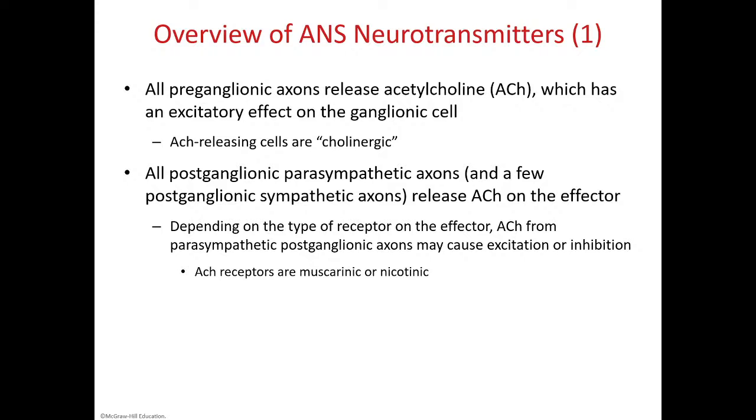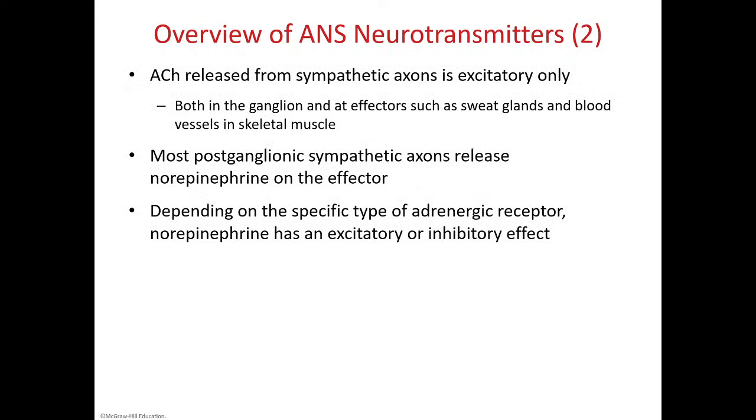to the effector. All right, so depending on the type of receptor on the effector, acetylcholine from the parasympathetic postganglionic axons may cause excitation or inhibition. And of course, these receptors we know can be muscarinic or nicotinic. Of course, nicotinic is going to be excitatory and muscarinic typically inhibitory, although that can vary. All right, so the acetylcholine released from the sympathetic axons is excitatory only, both in the ganglion and at effectors such as sweat glands and blood vessels in the skeletal muscle.